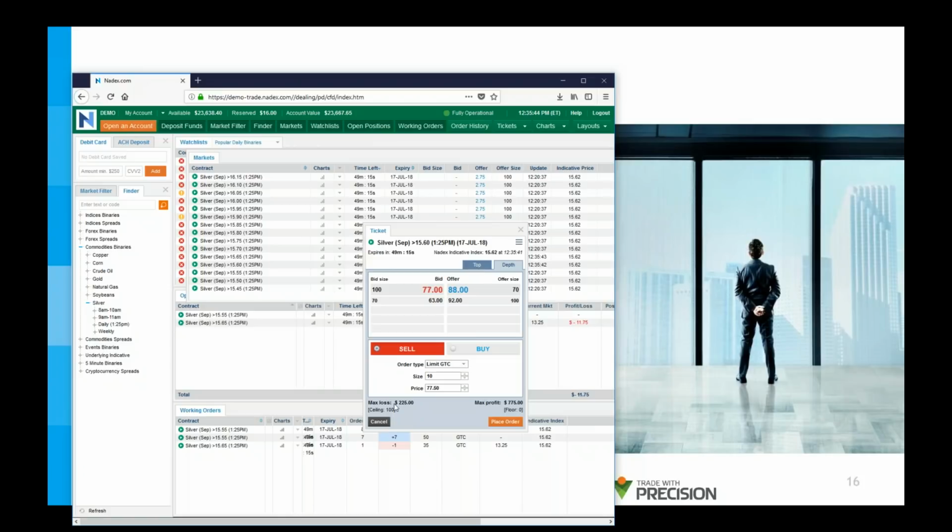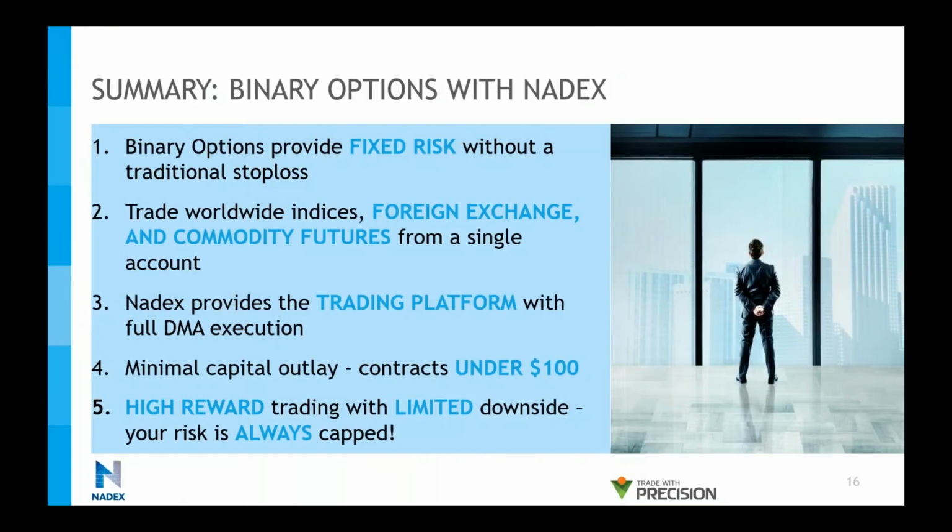Done. This is how easy I can apply my position sizing rules here on the platform. I know my maximum profit. I know my maximum loss. All is there. I can just use it like that. Much, much easier than all the other instruments that I know. You have access here at Nadex to many different markets, worldwide indices, foreign exchange, commodity futures from a single account. You have an easy-to-use trading platform with full direct market access execution. You have minimal capital outlay, contracts under $100. It's easy to get started and apply proper risk management at that, even with a very small account. Perfect to get started. High reward trading with limited downside.